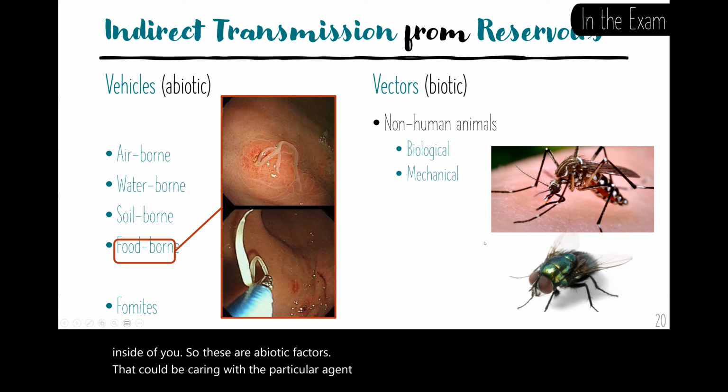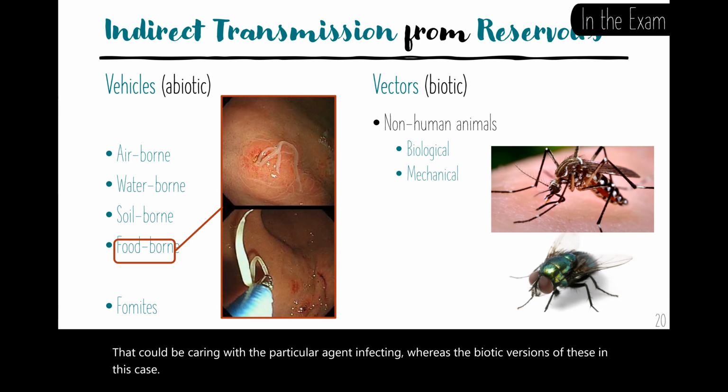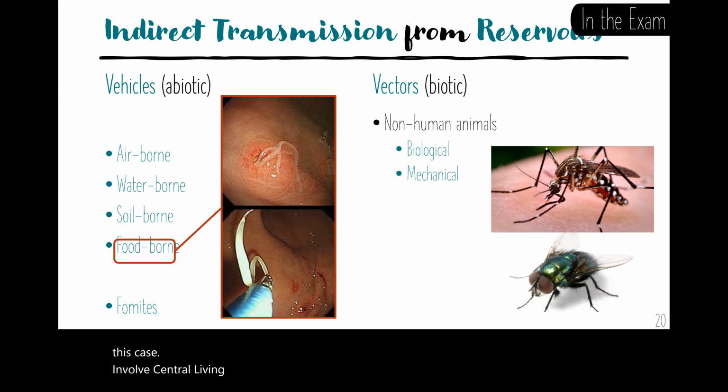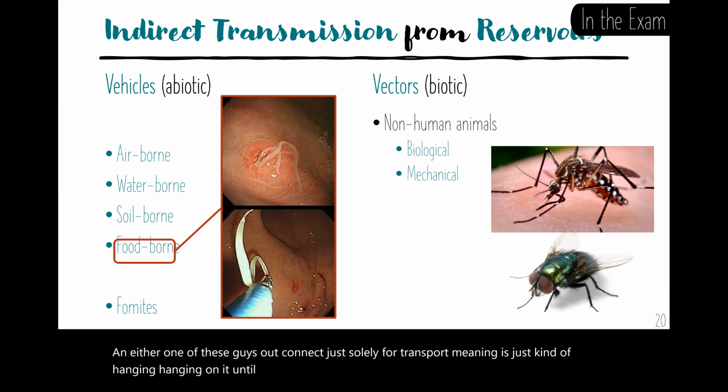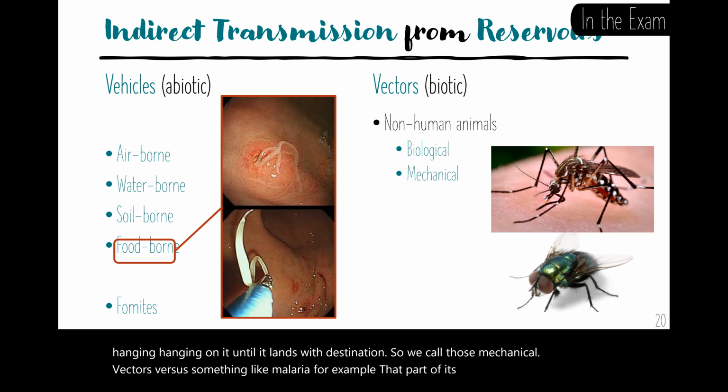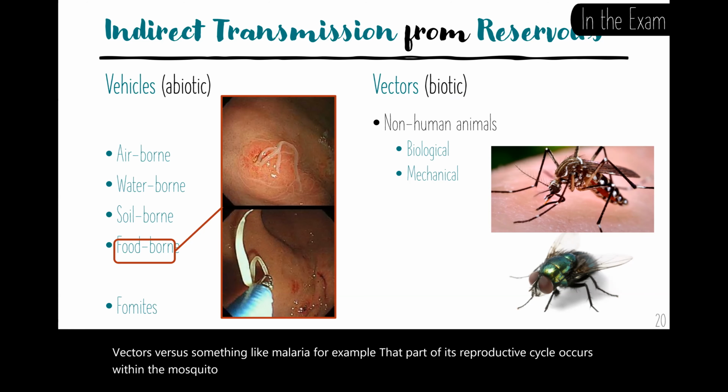Whereas the biotic versions of these involve some sort of living host, usually acting as an intermediary, and either one of these can act solely for transport, meaning it's just hanging on it until it lands at its destination. So we call those mechanical vectors, versus something like malaria, for example, where part of its reproductive cycle occurs within the mosquito itself. So it's considered to be a biological vector.